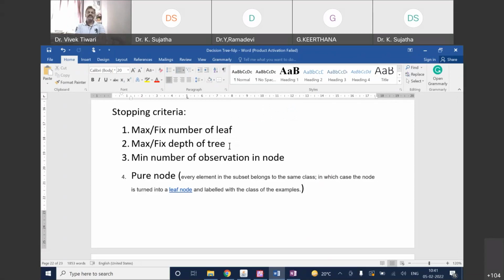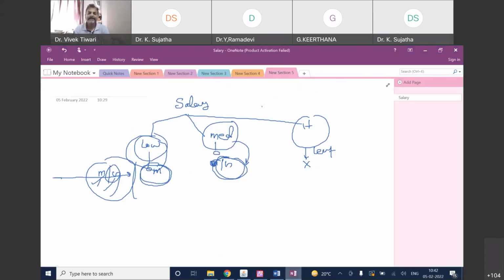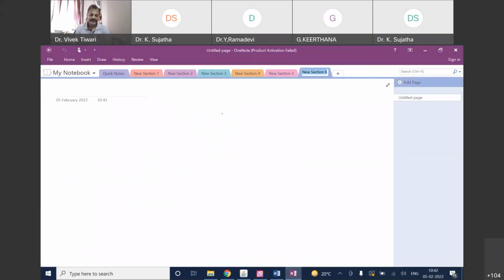The stopping criteria depend on the attributes, on the size of the data set, like that. Once the tree starts growing, once it reaches the threshold with respect to the depth value, it stops growing. Similarly, minimum number of observations in the node. What is the meaning of that?